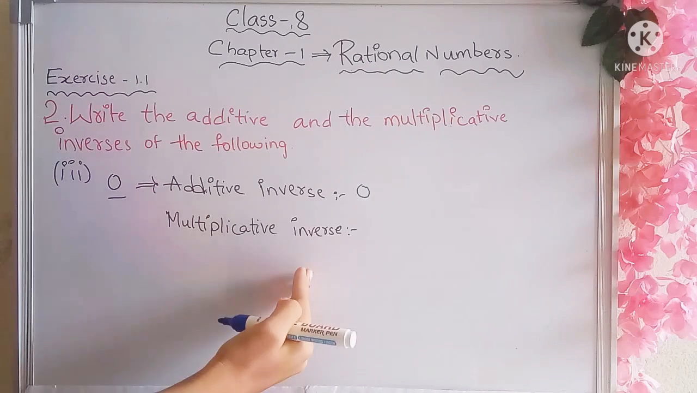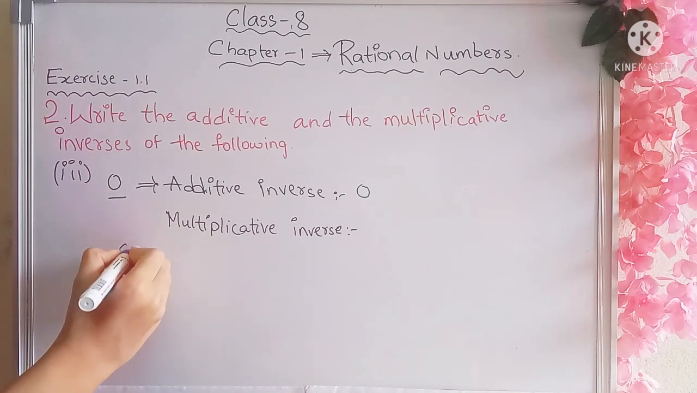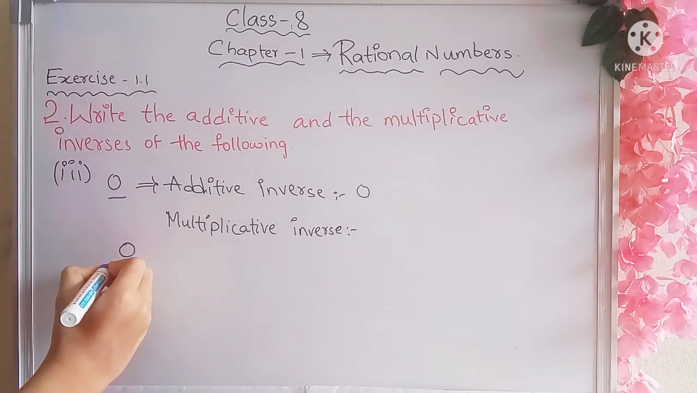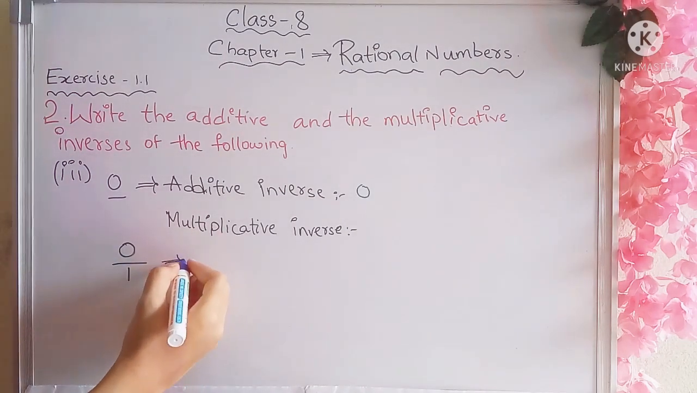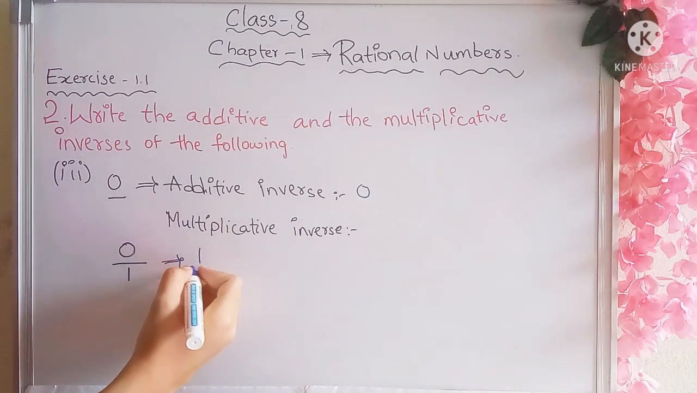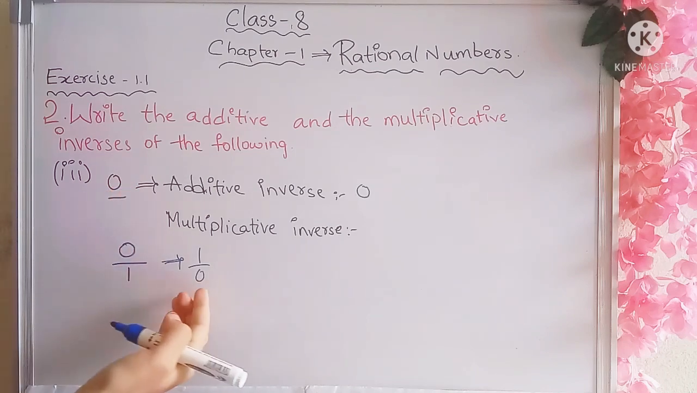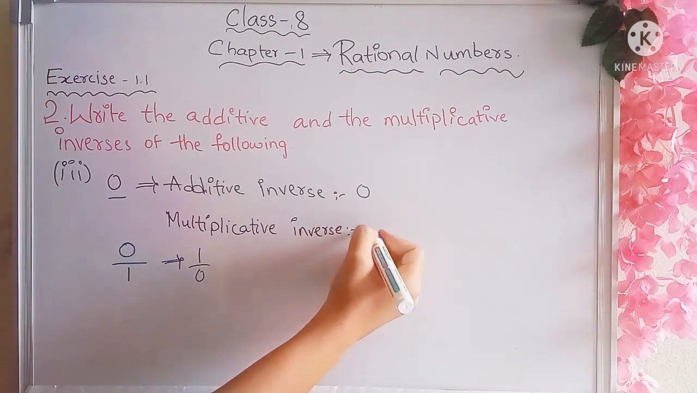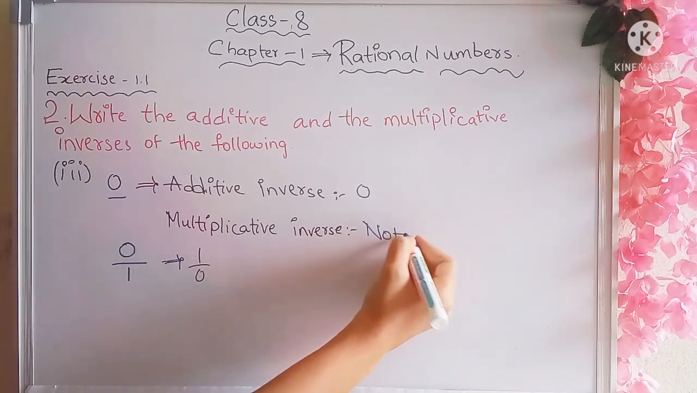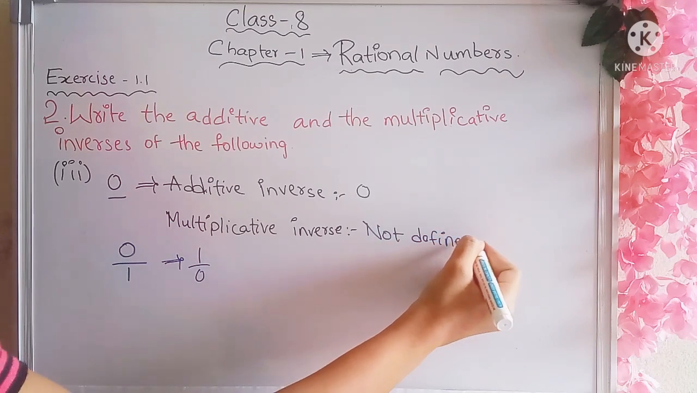And then multiplicative inverse. We write this 0 as a rational number or fractional form by keeping it over 1. When we take its reciprocal, it becomes 1 upon 0. When we divide any number by 0, it is always not defined. So the answer is not defined.